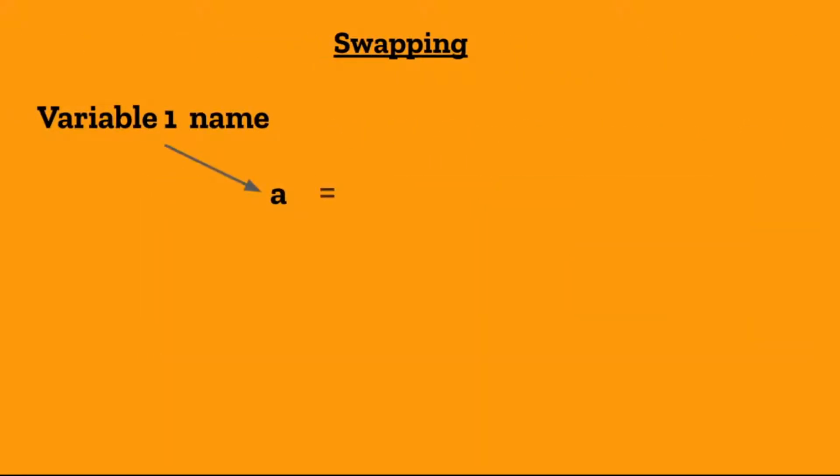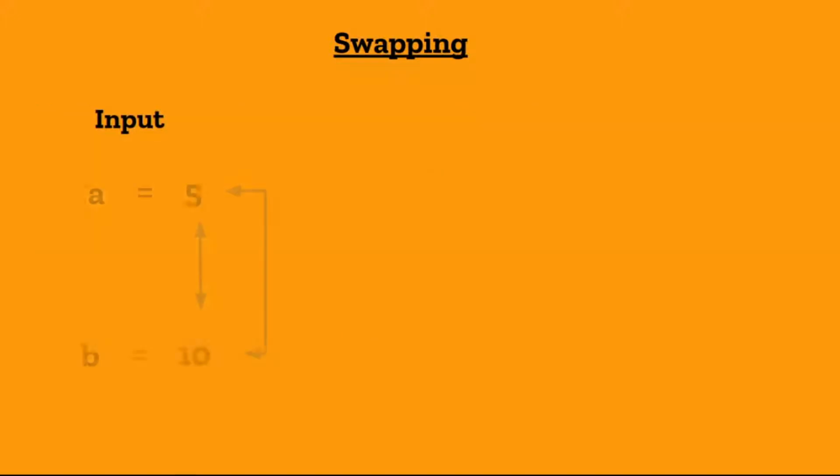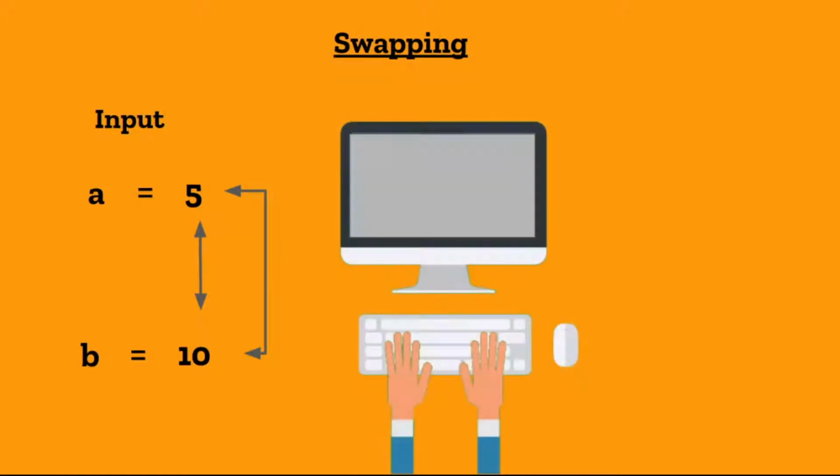For the rest of the video, we are going to be using the variables as a and b, and a will be equal to 5 and b will be equal to 10. The main focus of this video is to write a program which swaps the data in a and b and gives us the final output as a equal to 10 and b equal to 5.